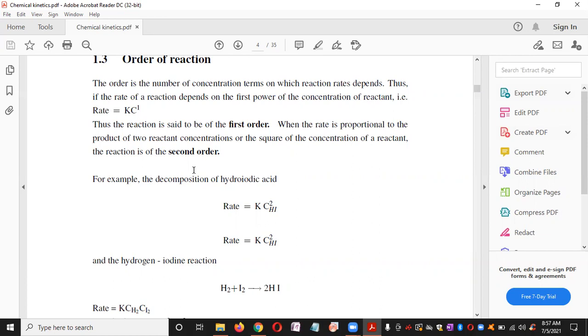In that, the reaction involves two steps. The first step is the slow step, and the second step is fast. Generally, we can classify reactions into two types: elementary reactions and complex reactions. An elementary reaction is one carried out in a single step. If a reaction proceeds in more than one step, it is known as a complex reaction. That means it may involve two steps, or three or more.